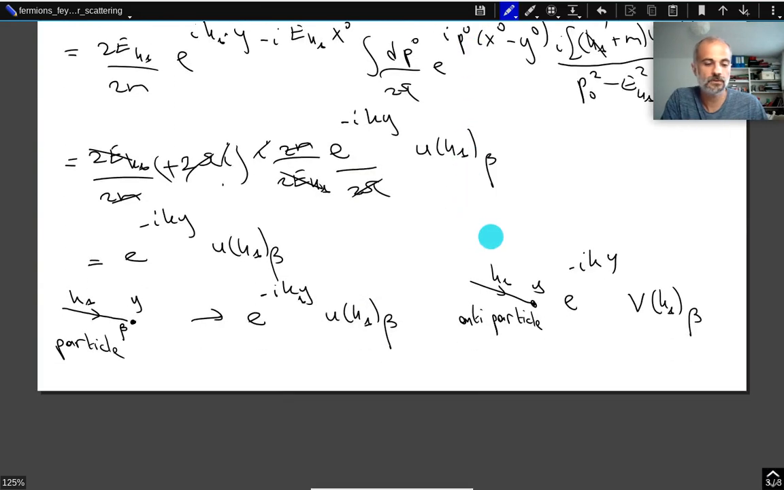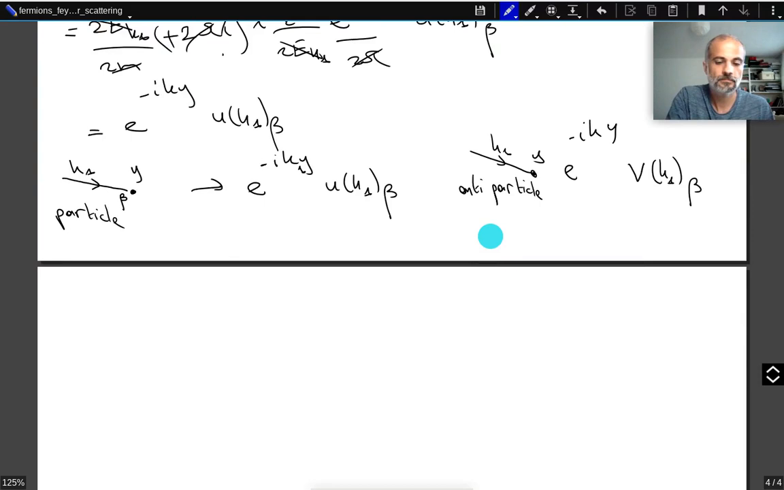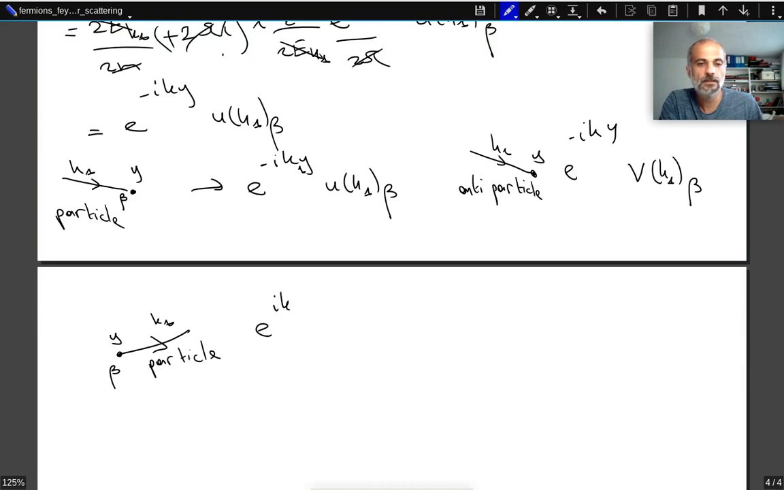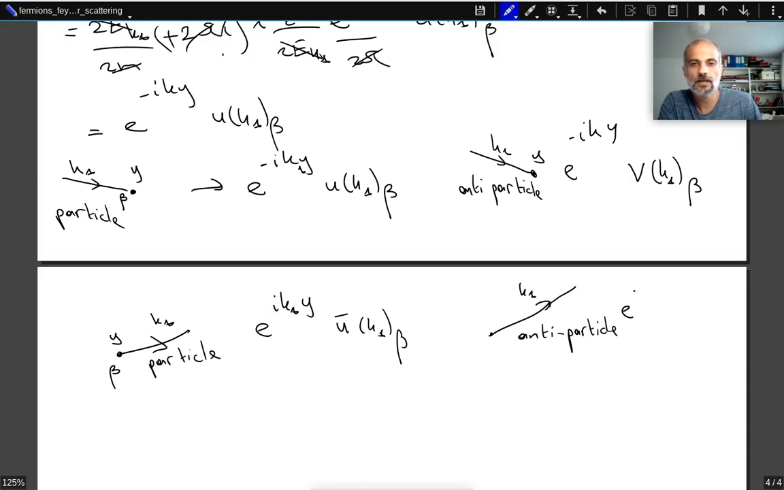So if you have an outgoing particle with momentum, let me just use the same symbol k1, from a vertex at the point y with the spinor index beta, you would get e to the power i k1 y u bar of k1 beta. And if you have an antiparticle with the same momentum k1, you will get e to the power i k1 y, but this time it will be v bar of k1 beta. So with the previous Wick theorem, this allows us to calculate all the relevant matrix elements.